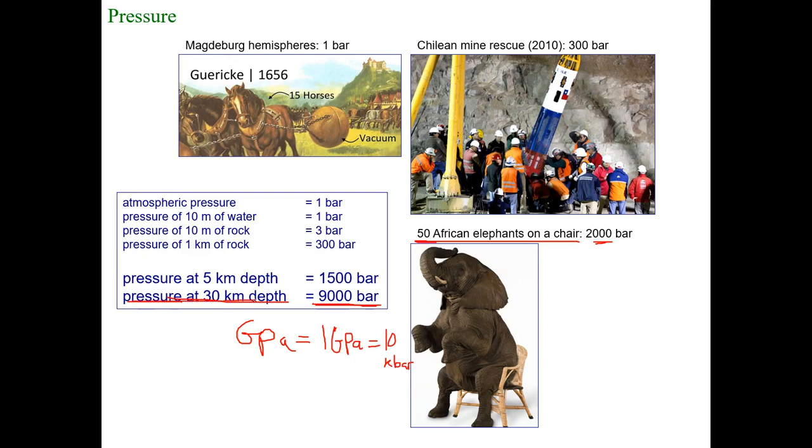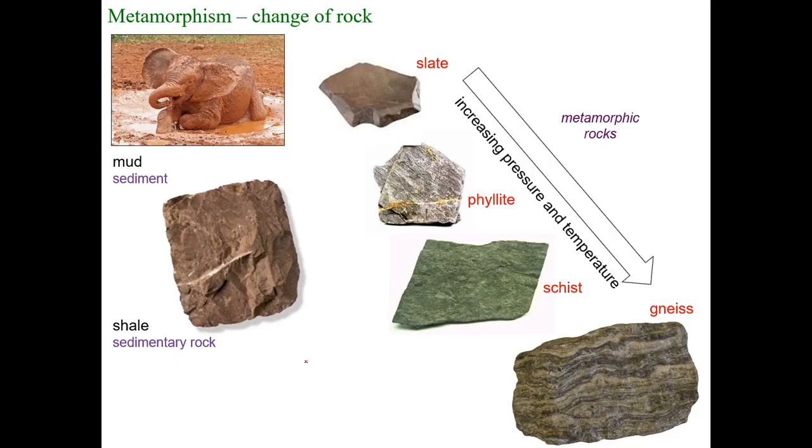So the pressure at 30 kilometers depth at the bottom of the crust is 9,000 bars, about 9 kbars. It's pretty close to 1 GPa, maybe 0.9 GPa. So metamorphism, the change of a rock, is going to occur under high pressures and/or high temperatures. What's going to happen is you'll get this suite of rocks that change in a progression. So I'm going to show you an example of that.